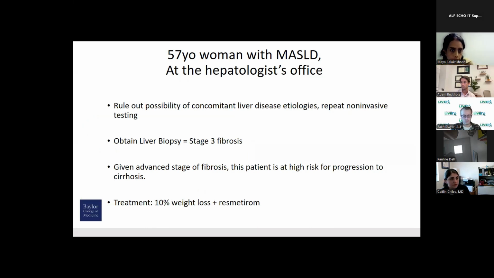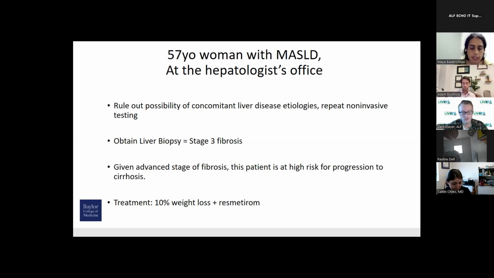So what happens at the hepatologist? You send her off. What's the hepatologist doing for her? Well, this is what the hepatologist is going to do. They're going to reevaluate the liver disease and rule out the possibility of concomitant liver disease etiologies. They're going to repeat the same non-invasive tests you did, and the results come back exactly the same. So now the hepatologist is at a point where they have to definitively decide whether or not this patient has severe fibrosis. So at the hepatologist's office, what they may do is refer the patient for a liver biopsy. This is the patient we would choose to send for a liver biopsy.